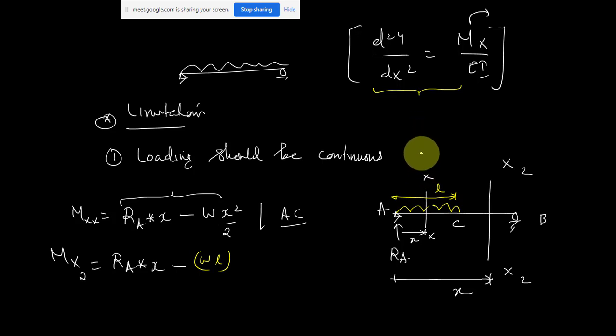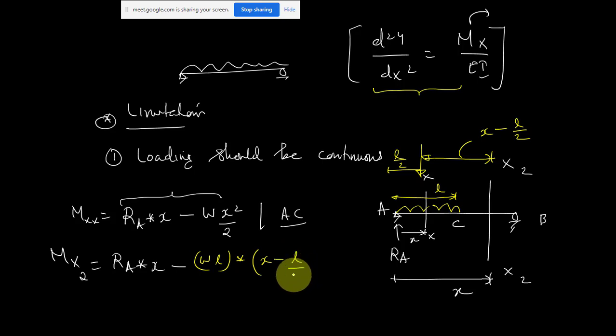It will be acting at L by 2 from here, so your distance will be X minus L by 2. So this equation will be WL into X minus L by 2. So this equation is different. This is the equation for the moment in the segment CB. In the segment AC you have one equation, and in segment CB we have another equation.